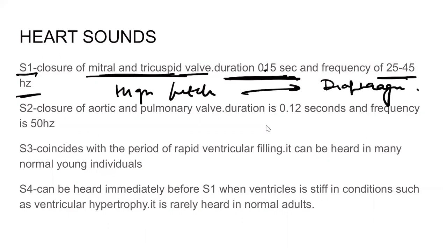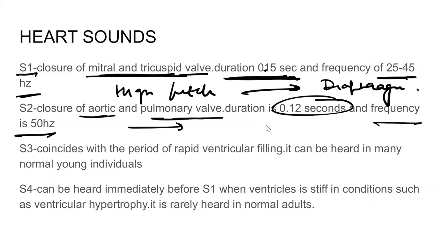S2 is because of the closure of aortic and pulmonary valve. Duration is 0.12 seconds and frequency is 50 hertz. Again, it is high pitch and we can listen to it with diaphragm. S3 is something which coincides with the period of rapid ventricular filling.